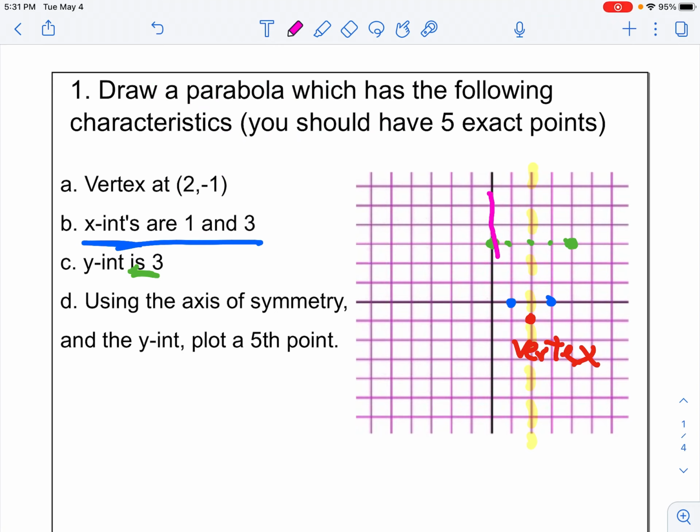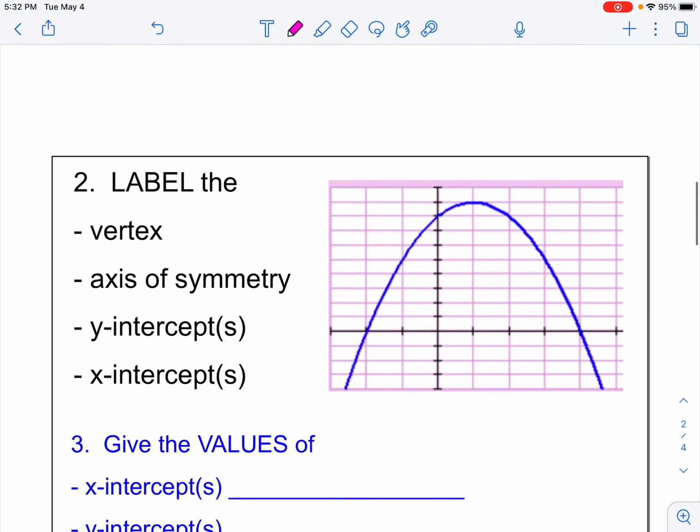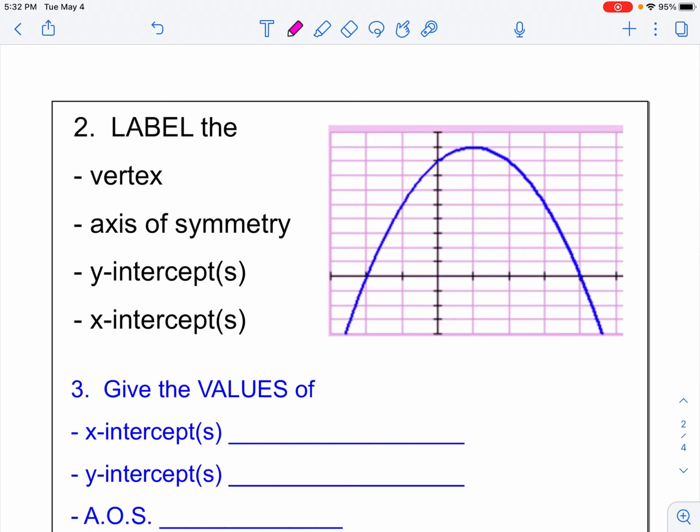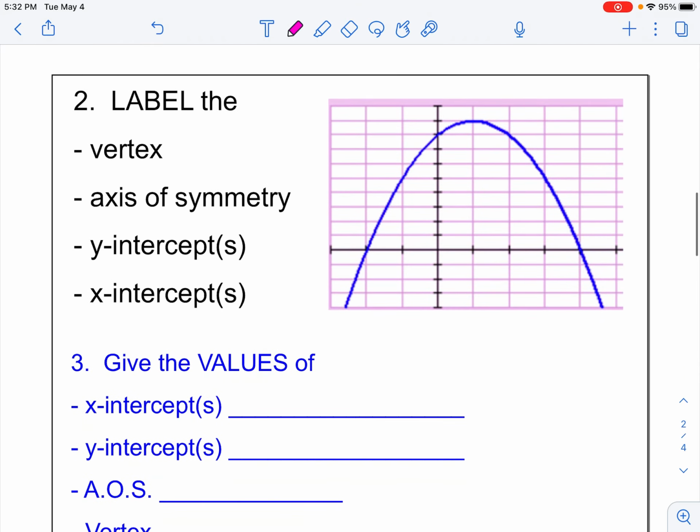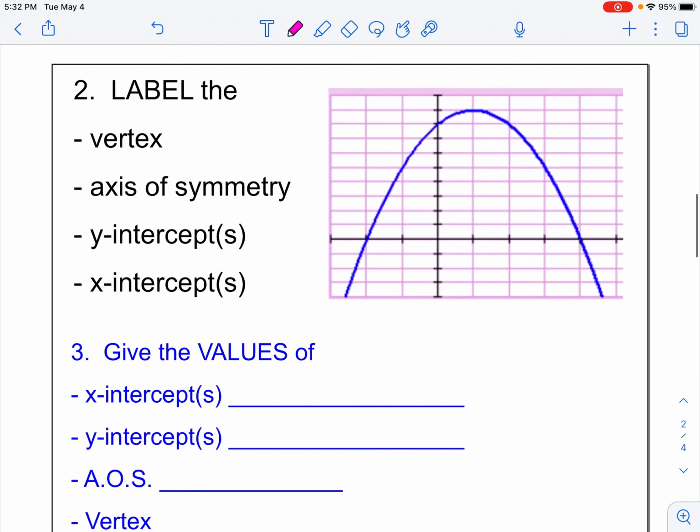So now we can sketch it, and it is U-shaped. And we should have arrows on there because it continues going up. All right, so now we want to label these things. So pause the video and see if you can label the things shown and then give the values, and then restart the video and see if you got them correct.